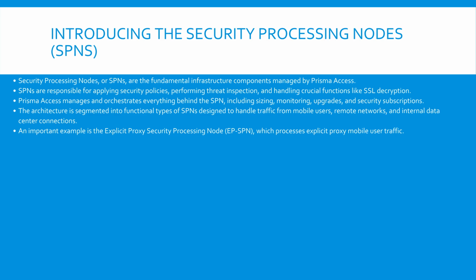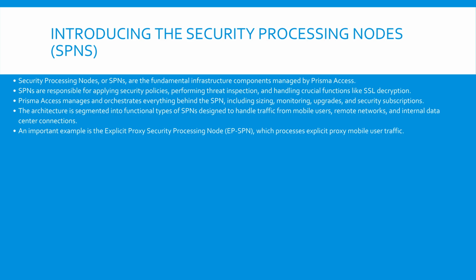Palo Alto Networks takes on the responsibility for managing and orchestrating everything that operates behind these SPNs. This includes automatically managing scaling, continuous monitoring, system upgrades, and maintaining the necessary security subscriptions. When a user's traffic reaches a Prisma Access location, it is directed to an appropriate SPN for inspection and policy enforcement. For instance, in an explicit proxy deployment, the traffic is handled by an Explicit Proxy Security Processing Node, or EPSPN.